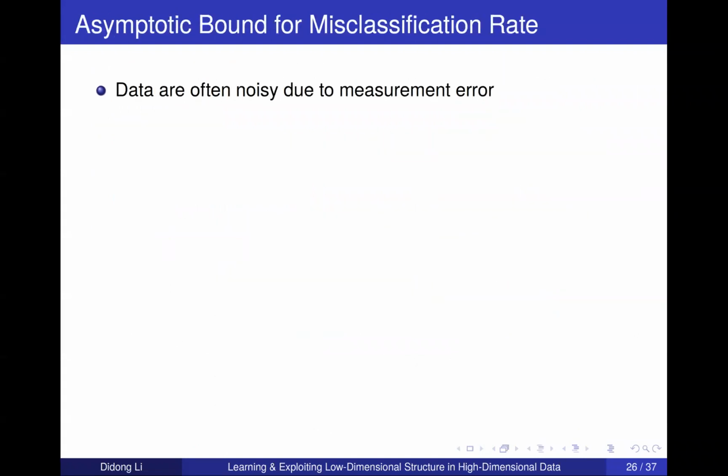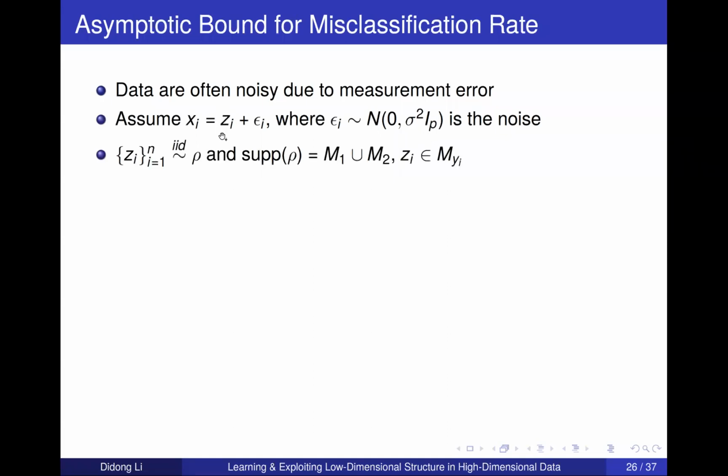And so we want to learn the asymptotic behavior of this SPA classifier. We assume the data are noisy due to some measurement error. So mathematically, we assume Xi is equal to Zi plus epsilon i, where epsilon i is the measurement error with zero mean and a diagonal covariance. Then we assume this Zi follows some unknown density rho, and the support of rho is a union of two manifolds, or more manifolds depending on how many classes you are classifying. So we assume this Zi is from some manifold M with label Yi. This is the standard setting, but here we don't know Zi, but we observe Xi instead.